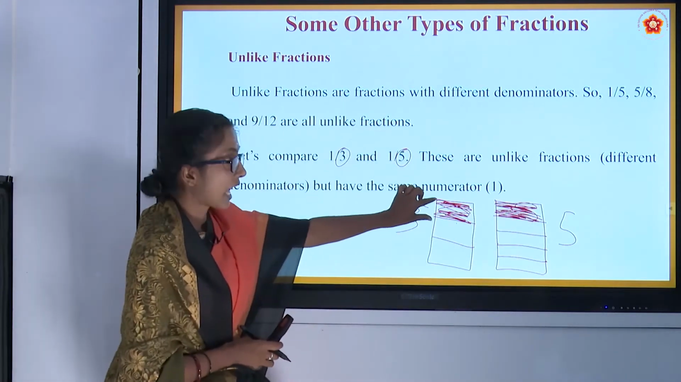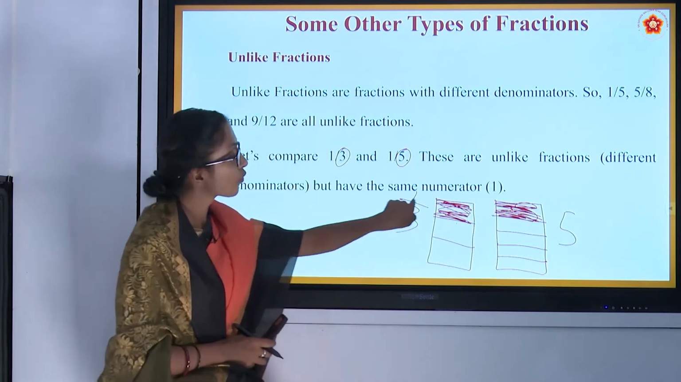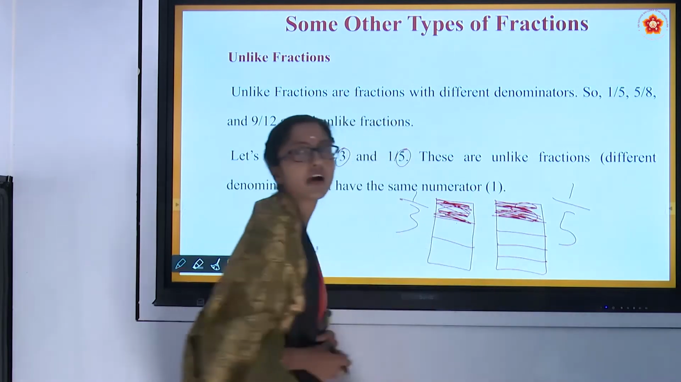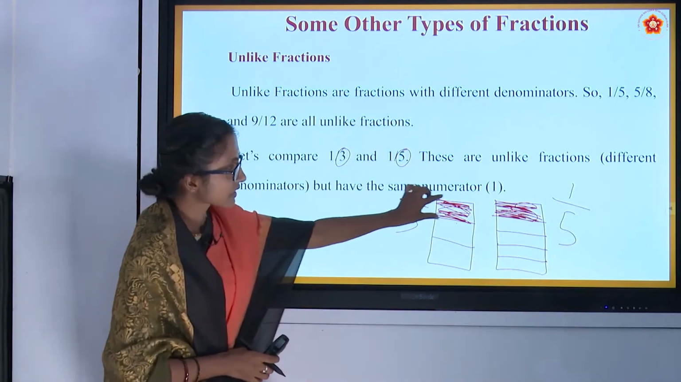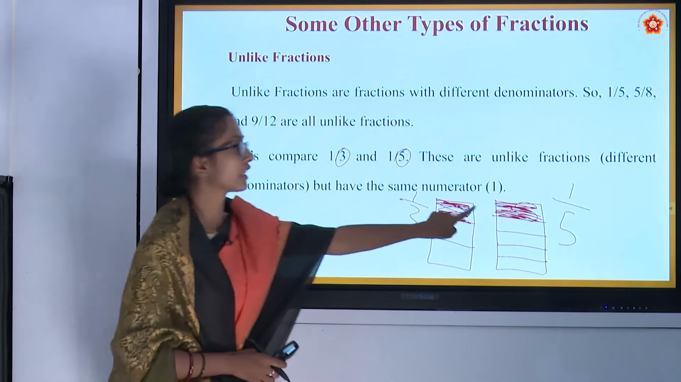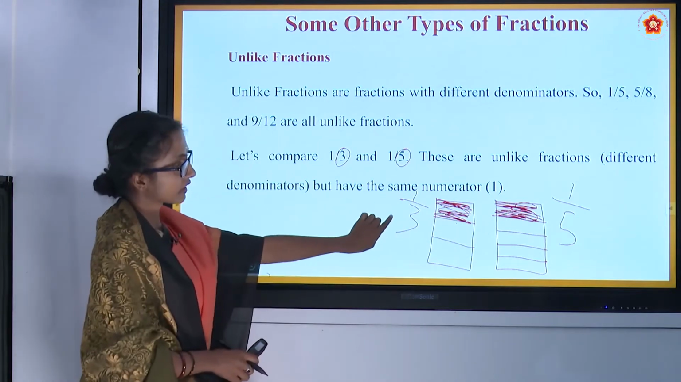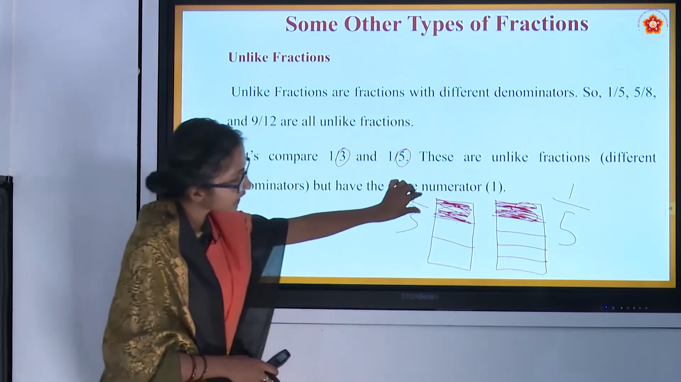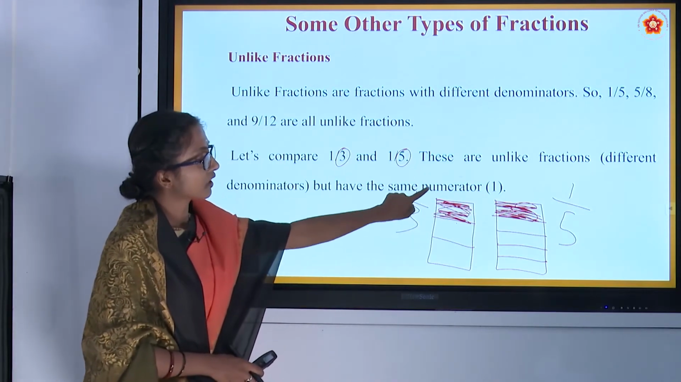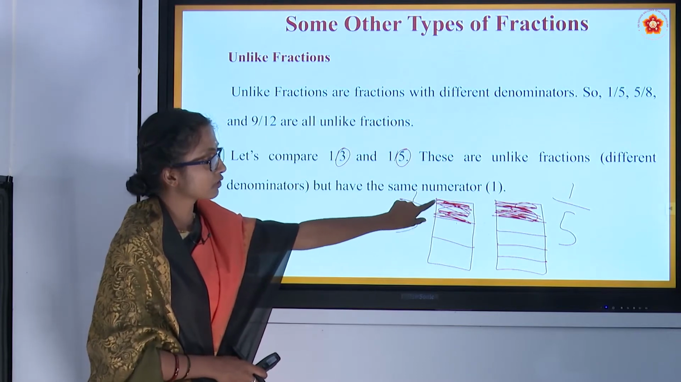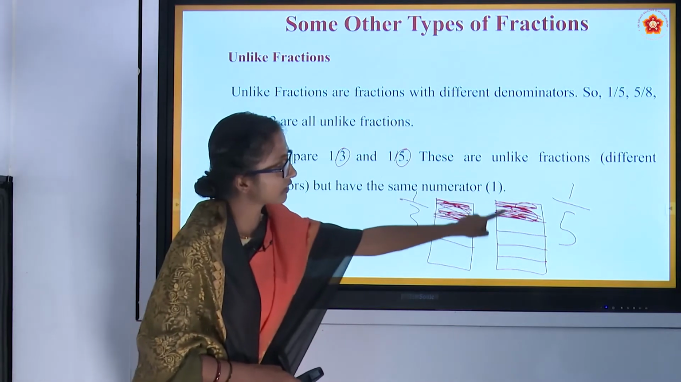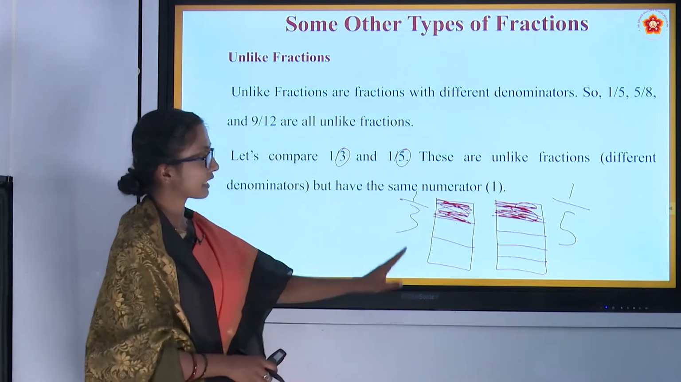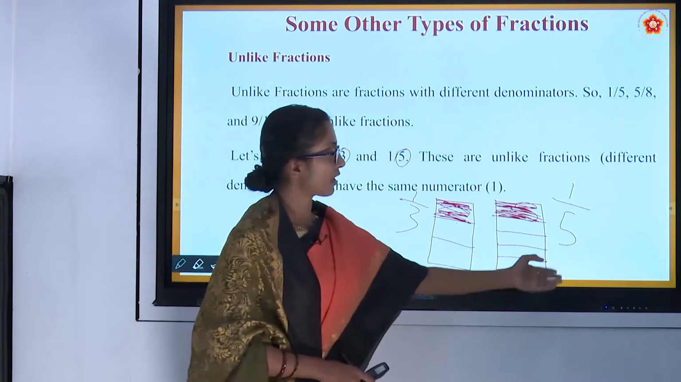But this is larger than this. So, 1 by 3 is greater than 1 by 5. You can observe the size of each part. For sure, here also only one part is shaded. In 3 parts also only one part is shaded. But when we compare the size of each part, each part among these 3 parts is larger than any one part in 5 parts. So, 1 by 3 is greater than 1 by 5.